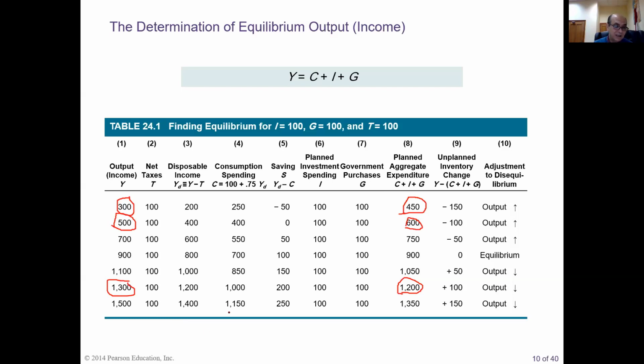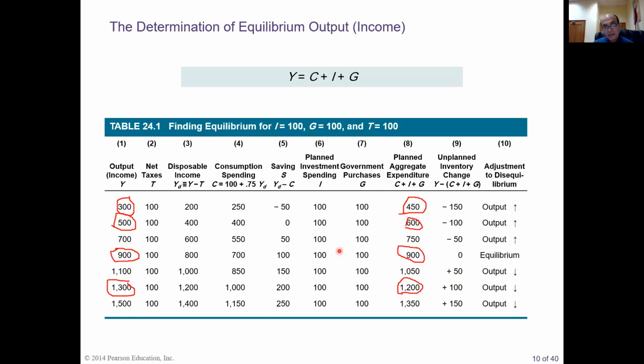We can expect that the output will decrease until this point, 900. At 900 as total output, we also have 900 as total expenditure. In this case, we have an equilibrium point between total output and total expenditure. Inventory in this case equals 0, and we have the equilibrium point.